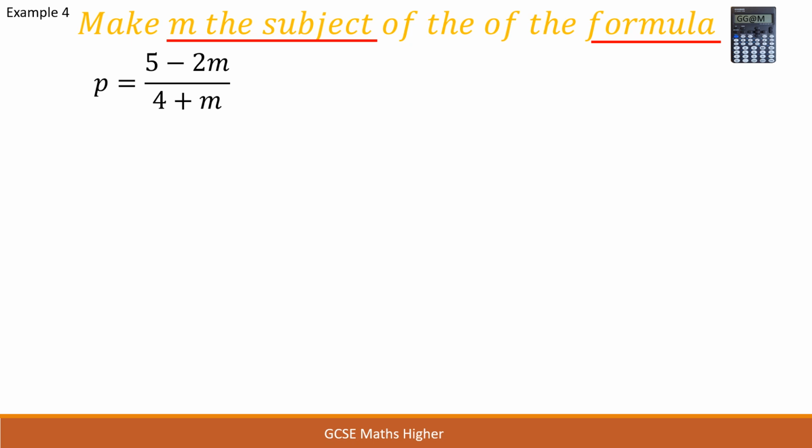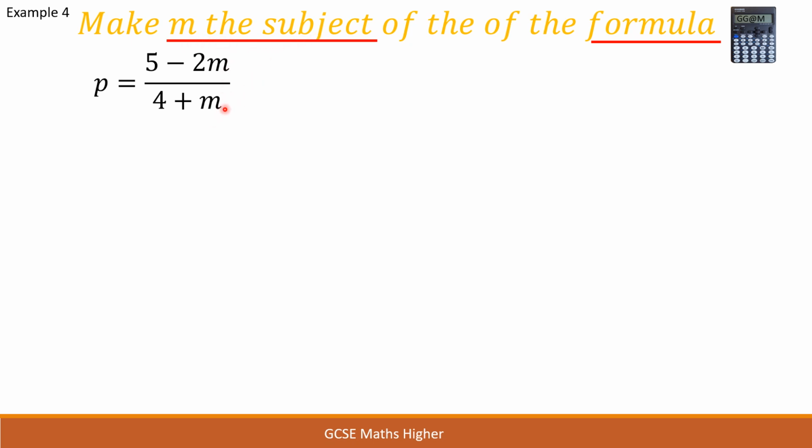This is our last example where we're going to make m the subject of the formula. So that means we're going to get an equation so it is m equals. Now this one is the hardest one we've done so far, and the reason for this is because there is an m in the numerator and the denominator. We just want to get m on its own. So there's a lot of steps involved in order to rearrange this to get m.